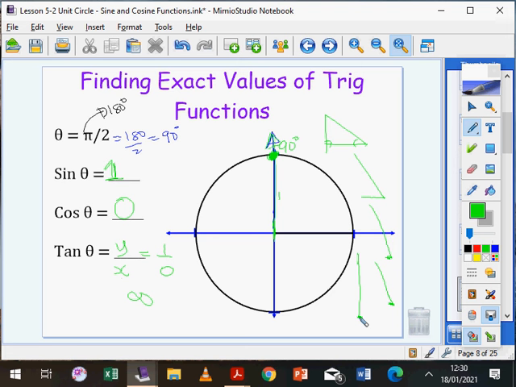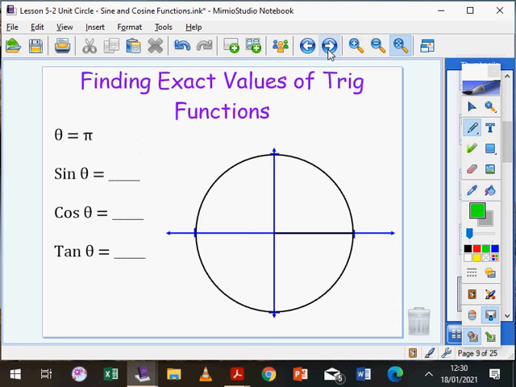Sticking to the main points, if I want to find the exact values of trig functions, remember pi is 180 degrees. When I see pi, I know that's 180. Then I just need to ask myself, where is 180 on the xy grid or the unit circle? Since this is 0 degrees, this is 90 degrees, this is 180 degrees, this is 270 degrees, and then back here is 360. If I started at 0, then going back there would be 360. So 180 degrees is over here. The point is over here.